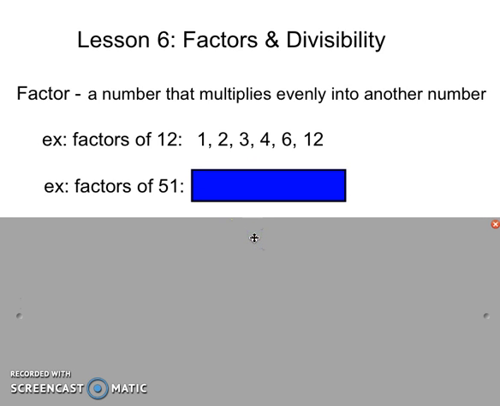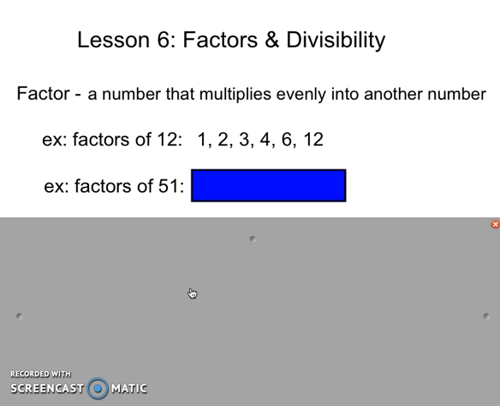All right, let's talk about 51. Probably not something you know as well as 12. We don't think about things multiplying into 51 as often. So, well, definitely 1 times 51. Then I want to think, okay, is there anything else besides that? Is 51 a prime number? It would be prime if it was just 1 and 51. But let's think about if there's anything else.